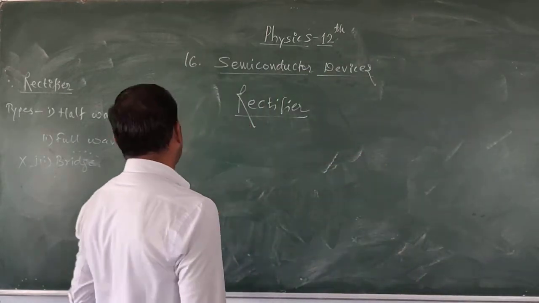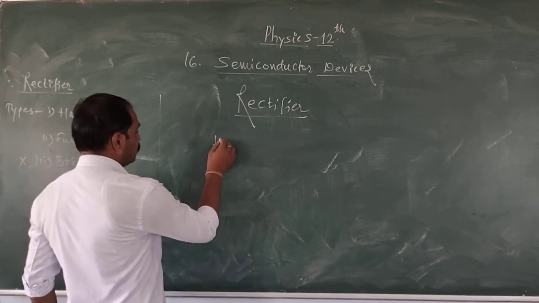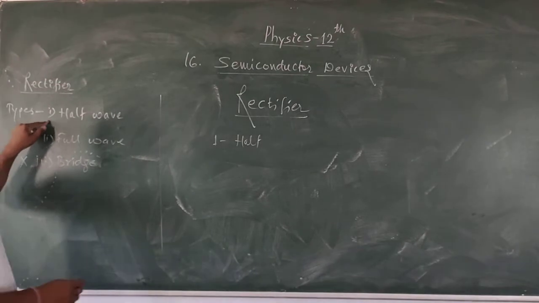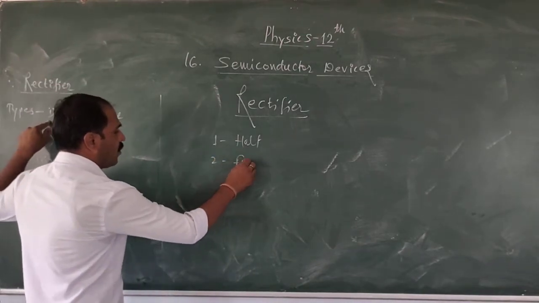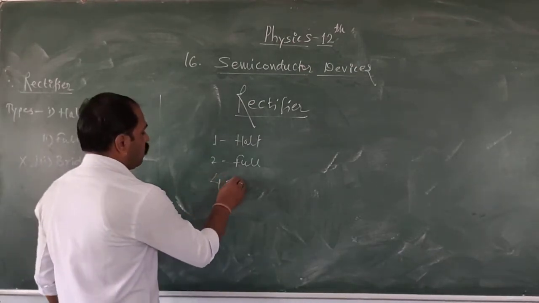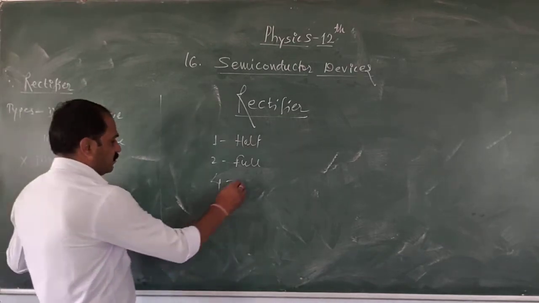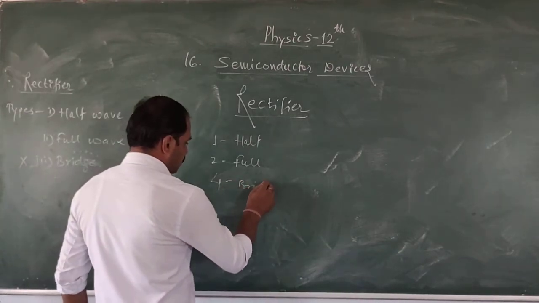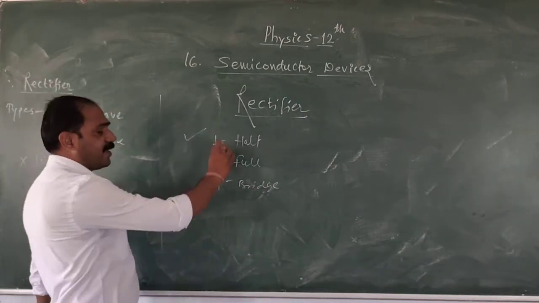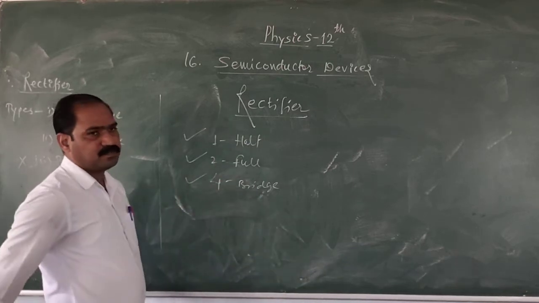Depending on the number of diodes: if one diode is used, it is called a half wave rectifier. If two diodes are used, it is called a full wave rectifier. And if the number of diodes is four, then the rectifier is called a bridge rectifier. So there are three types of rectifier: the half wave rectifier, the full wave rectifier, and the bridge rectifier.